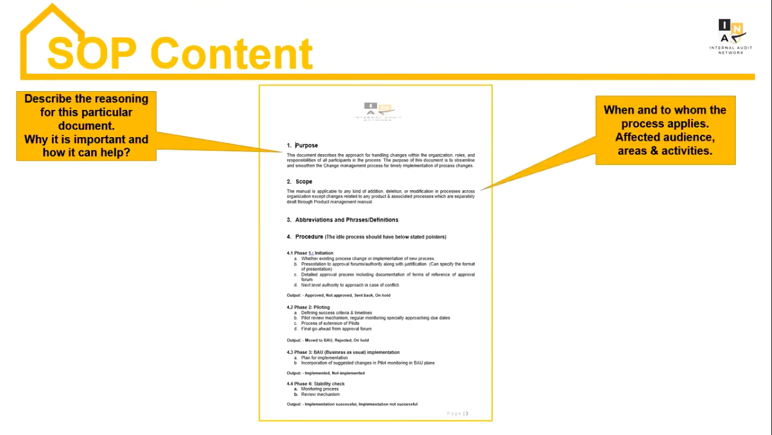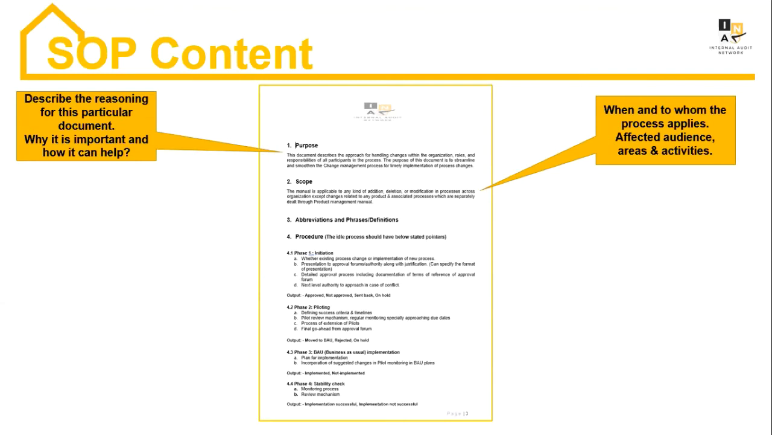Second is scope. Scope is to whom this process document will apply, when it will apply, and on what areas and activities it is going to apply. In this example, I have mentioned the manual is applicable to any kind of addition, deletion, or modification in processes across the organization, except changes related to any product and associated processes. I have taken that exception for example purposes only. You can have exceptions, and that should properly define your scope itself.